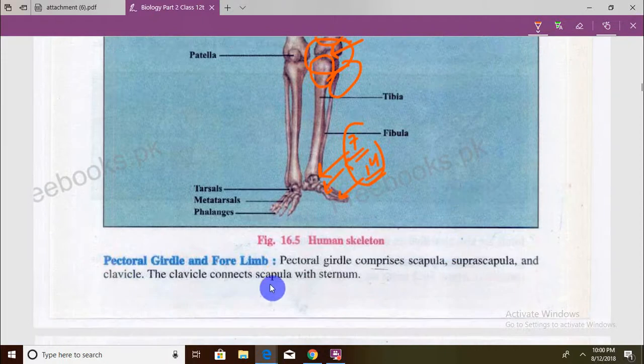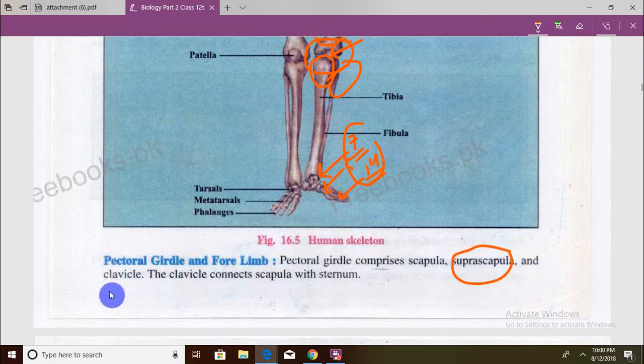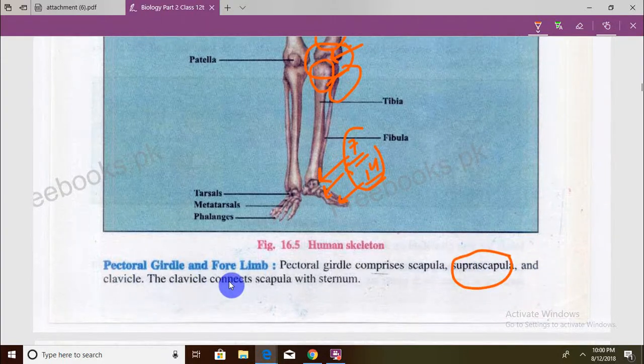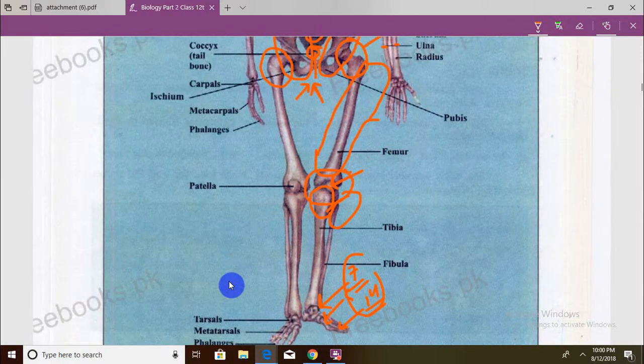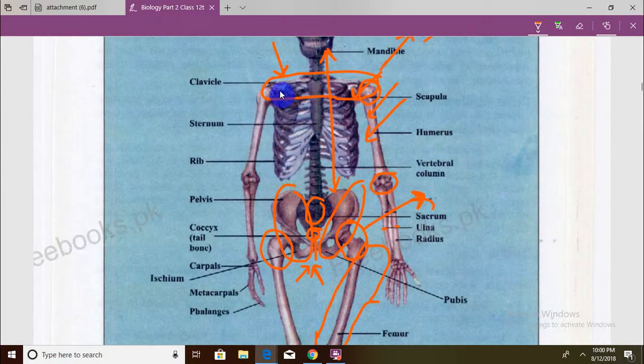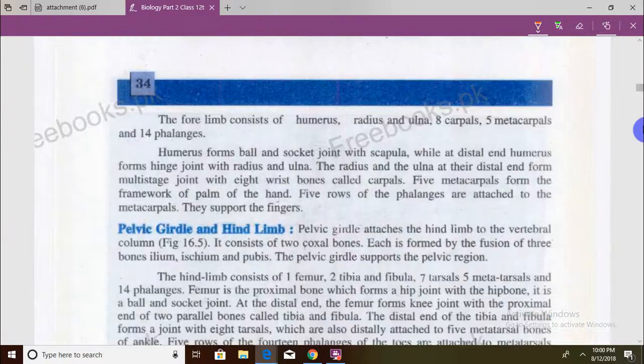So let's review. The pectoral girdle comprises the scapula, the suprascapula, and this is, I believe, muscle, and the clavicle. What the clavicle does is connect the scapula with the sternum. The forelimb consists of the humerus, the radius, the ulna, 8 carpals, 5 metacarpals, and 14 phalanges.